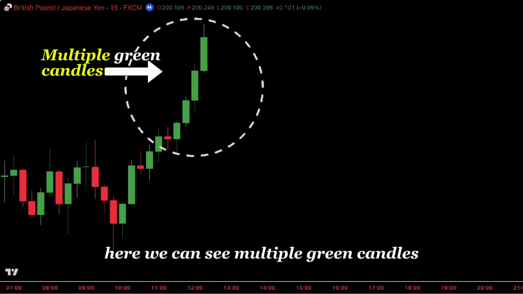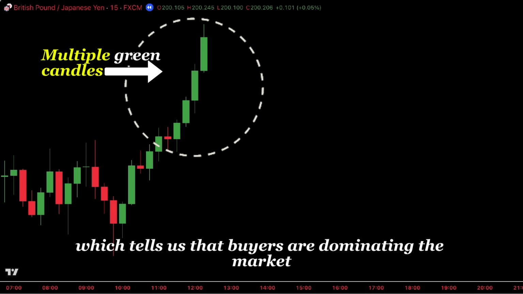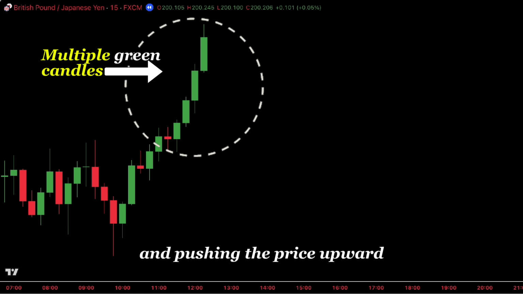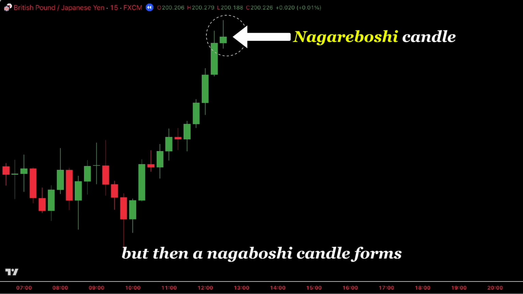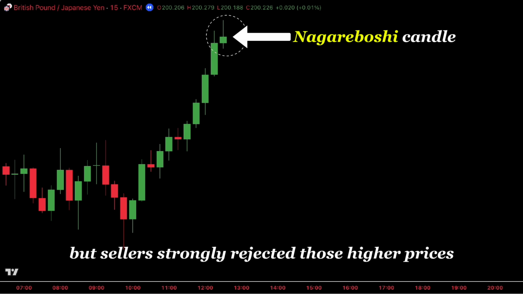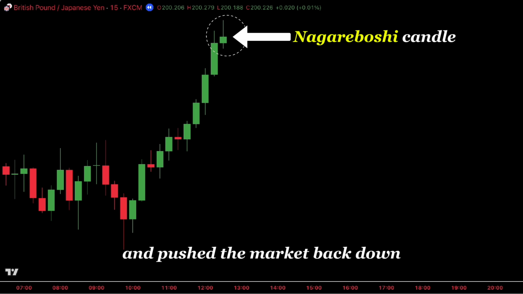Here we can see multiple green candles, which tells us that buyers are dominating the market and pushing the price upward. But then a nagaraboshi candle forms. This candle shows that buyers tried to push the market higher again, but sellers strongly rejected those higher prices and pushed the market back down. This rejection of higher prices indicates seller resistance first and then seller dominance.